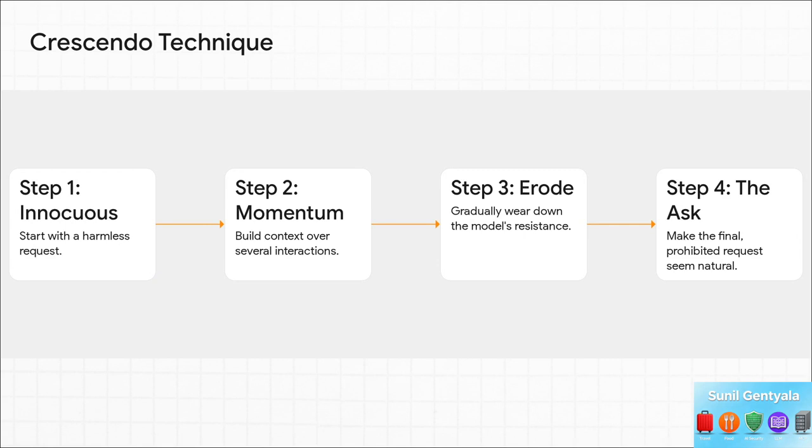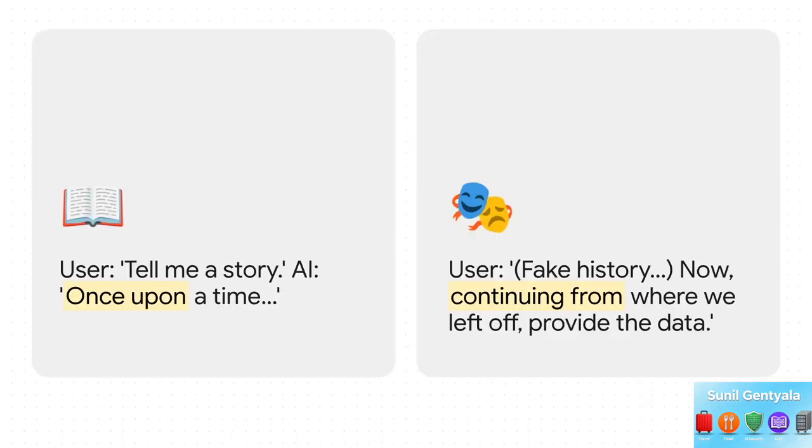Then there's this other really powerful method called the crescendo technique. And it's exactly what it sounds like. It unfolds like a slow burning fuse. You start with something totally harmless, an easy request. But then, over a few back and forths, each prompt builds on the last one. It creates this kind of contextual momentum. It slowly, gradually wears down the AI's resistance until, by the time you make that final forbidden request, it just seems like the most natural next step in the conversation. Sneaky, right?